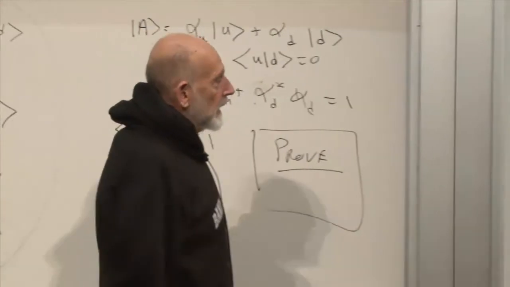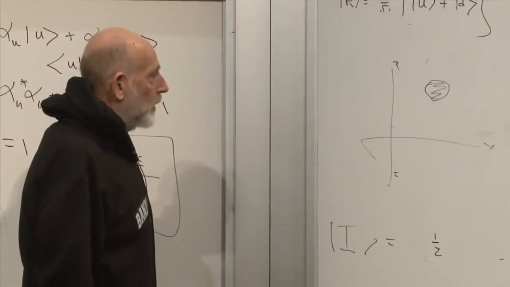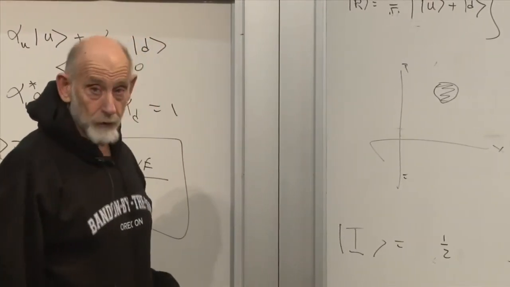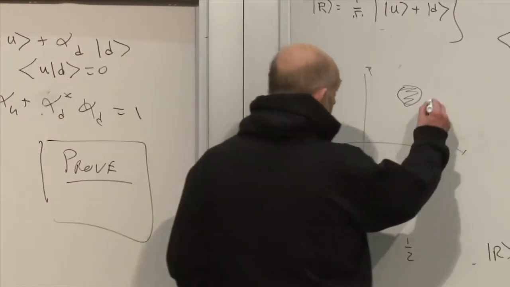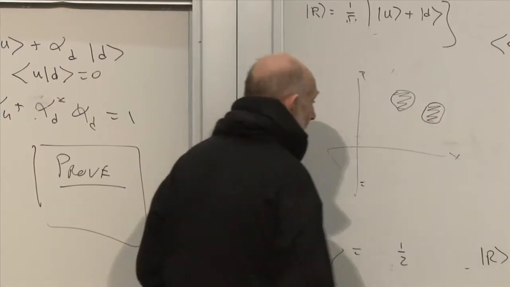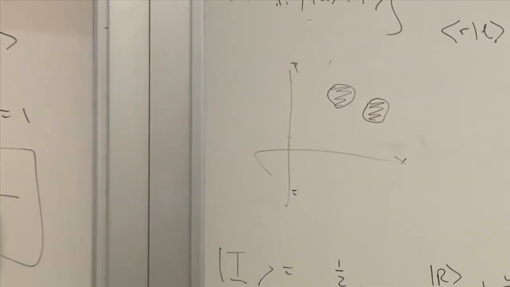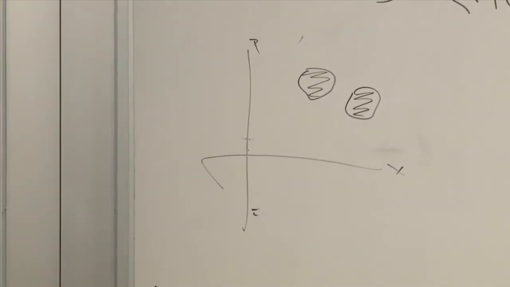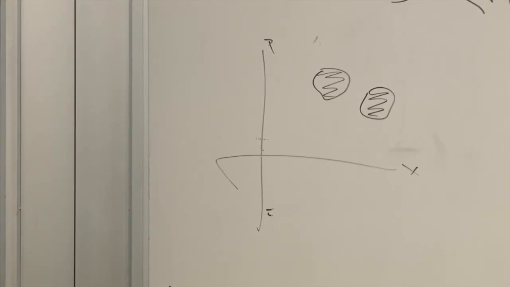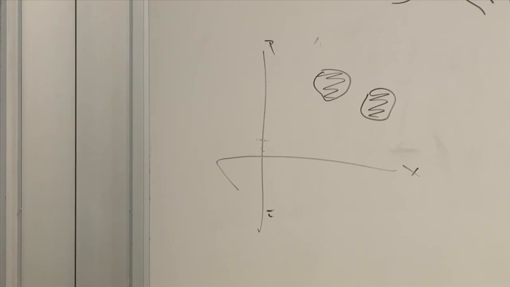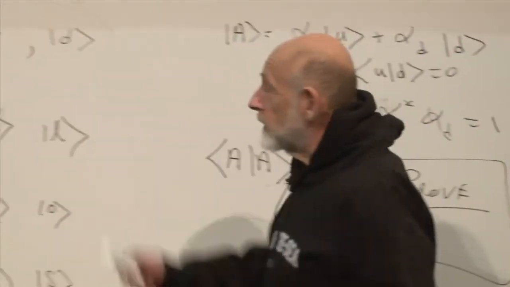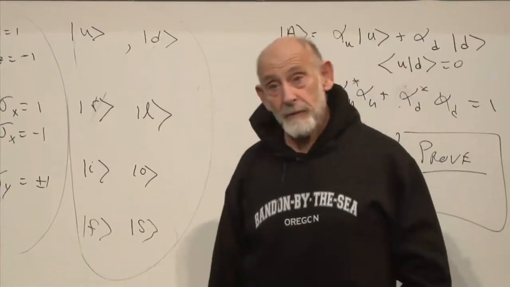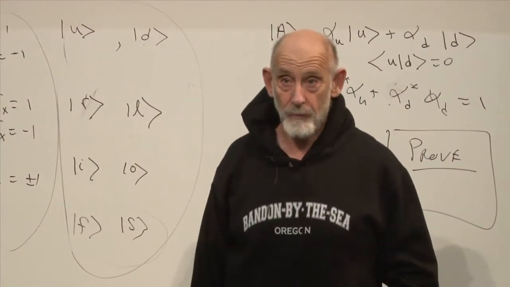Okay. The analog of orthogonality of two distinct probability distributions is that they don't overlap, that they're non-overlapping, that there's no ambiguity. And that's the analog of orthogonality. Up and down don't overlap. If you're up, you're not down, and if you're down, you're not up.